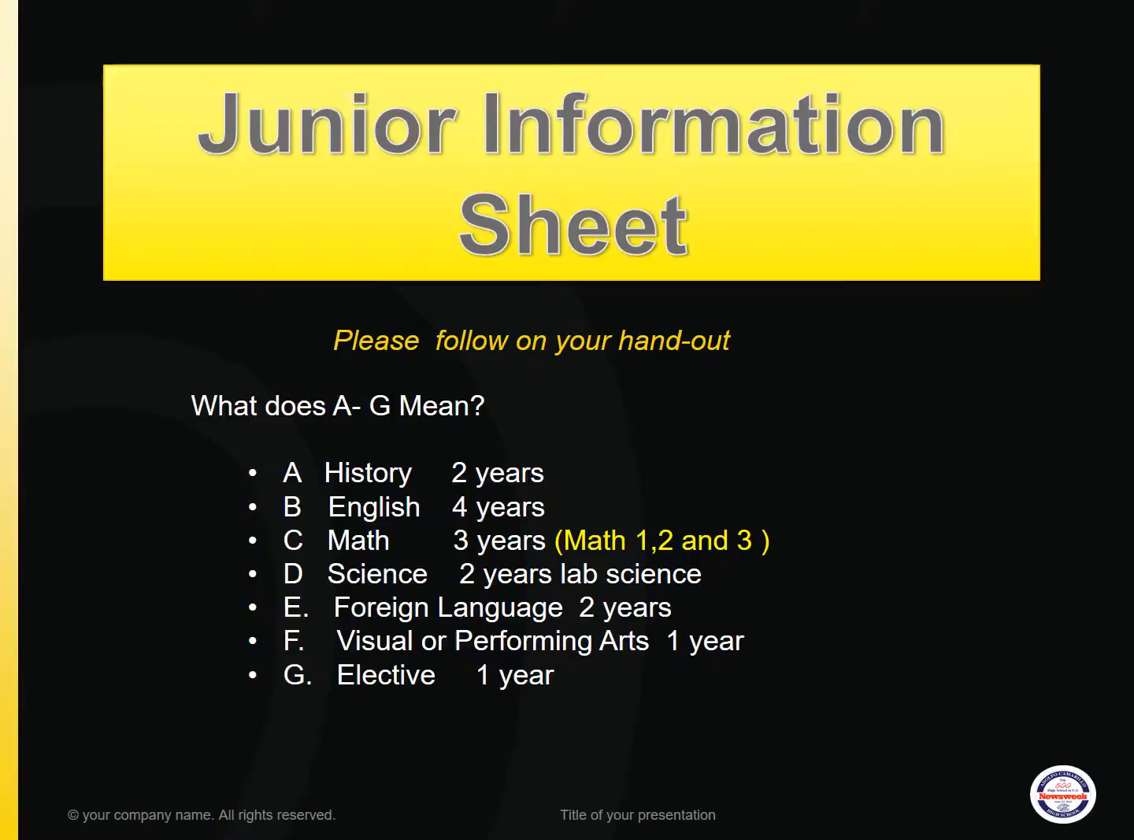You must have Math 1, Math 2, and Math 3. Area D, Science, 2 years of a lab science. Area E, Foreign Language, 2 years. Area F, Visual or Performing Arts, 1 year. And finally, Area G, Elective, 1 year. Remember, with A through G classes, you must receive a C or better in the class, no Ds or Fs, and of course strive for the highest grade possible.